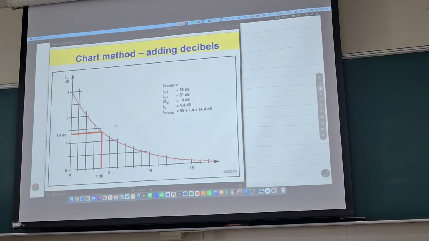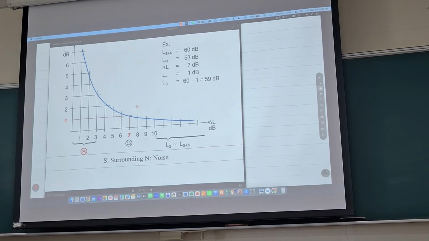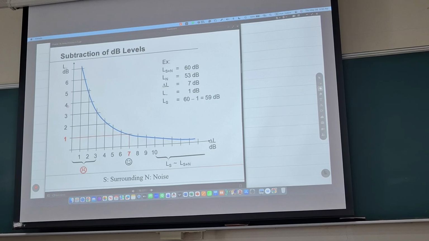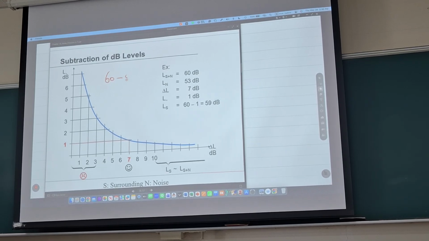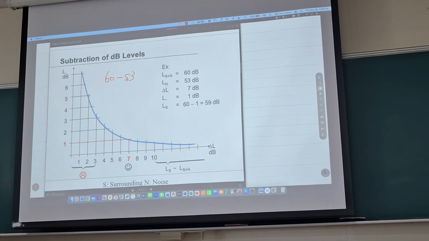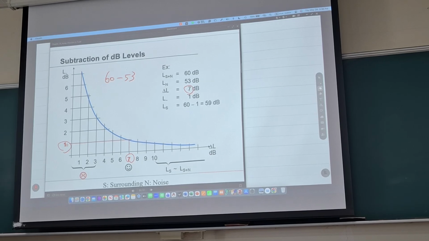Okay, and I mentioned this previously, right? So just practice. For example, like this one. Subtract, okay? So it's 60 minus 53, right? 60 minus 53, so 7 dB with respect to 1. So it's going to be 60 minus 1. So the answer will be 59 decibel.